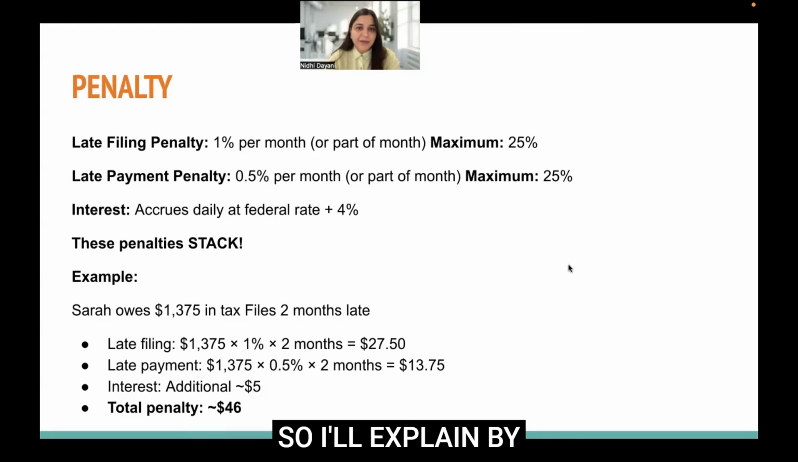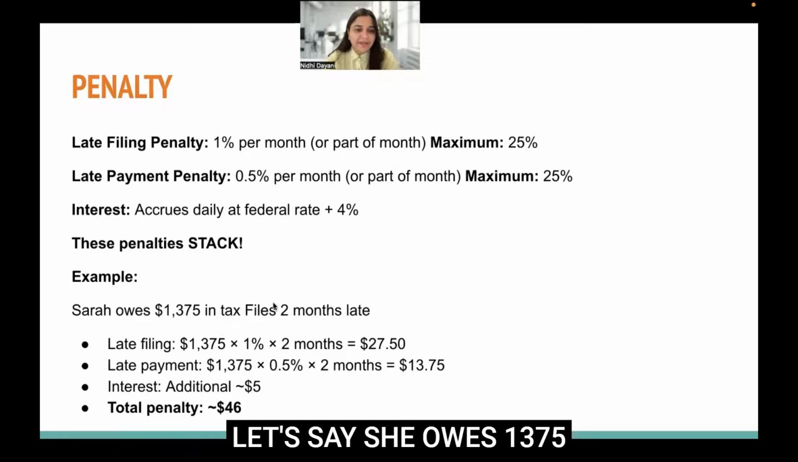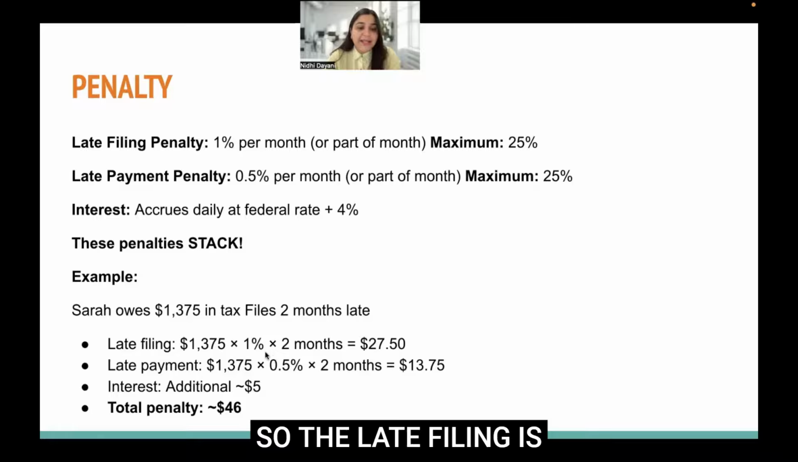So I'll explain by an example. Sarah, let's say, owes 1375 in tax and she's filing 2 months late. So the late filing penalty is 1375 times 1% per month, for 2 months. That is $27. She's also paying late. That is 0.5% per month times 2 months. That's $13. Interest will be accruing daily. That's another $5. So basically, she'll have to bear a penalty of $46 to $50 ultimately, right?